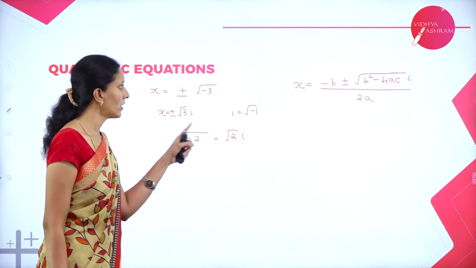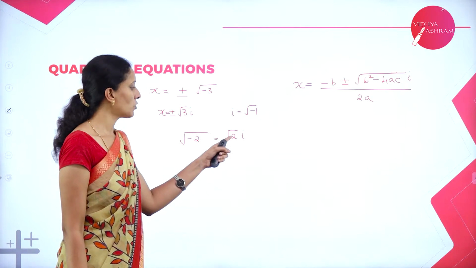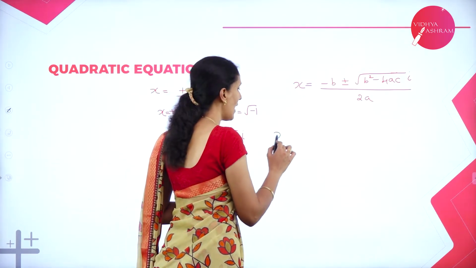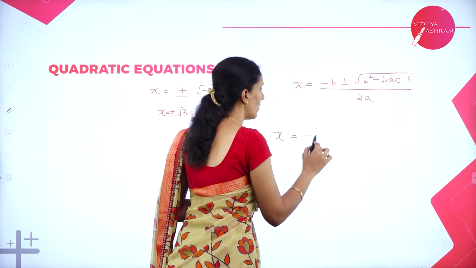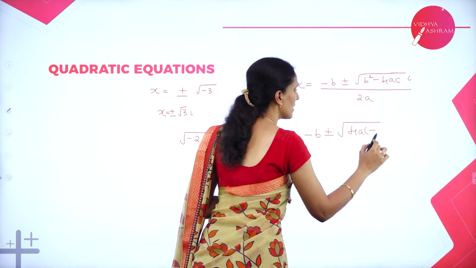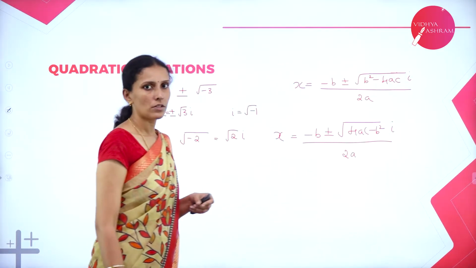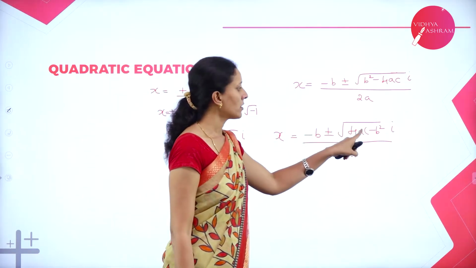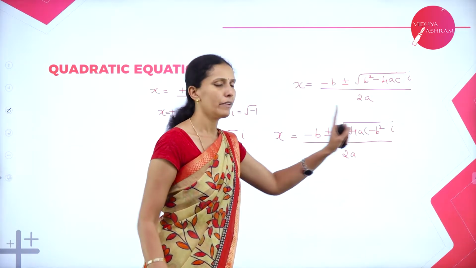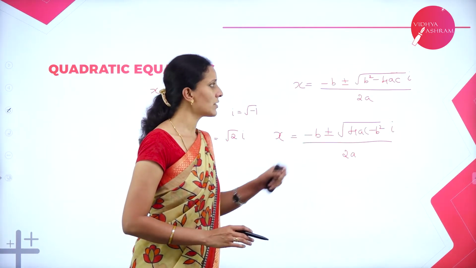So whenever you get b square minus 4ac as root of minus 2, then you should write it in the form of root 2 into i. Or directly you can use the formula as x is equal to minus b plus or minus square root of 4ac minus b square, i, divided by 2a. So this is the formula we can use, because 4ac minus b square will give you the positive root, and when you multiply i with it, you can directly solve the problem using this formula.